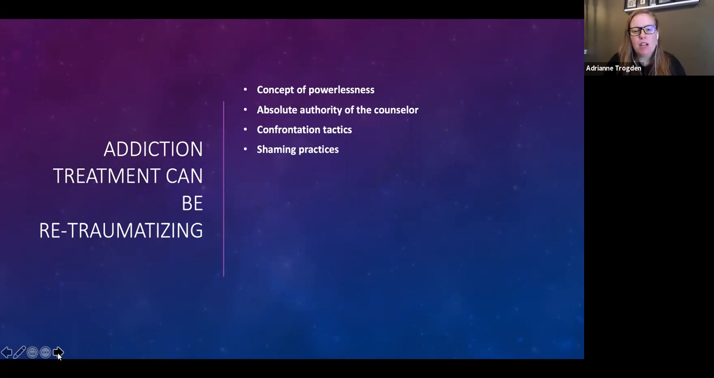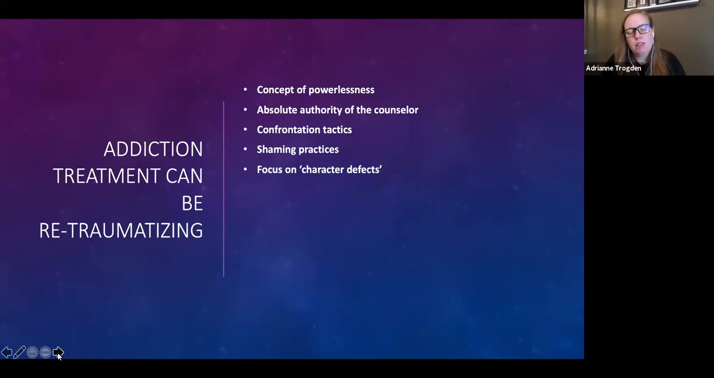Shaming practices fall along the same line, of pointing out all the deficiencies of the client, which can just add to that level of shame they're already experiencing from the trauma. So practices related to aggressive confrontation, or anything that points out significant deficiencies within the client, can be re-traumatizing for them if they have that history of trauma.